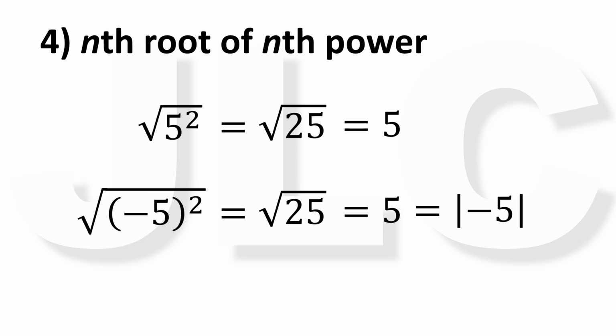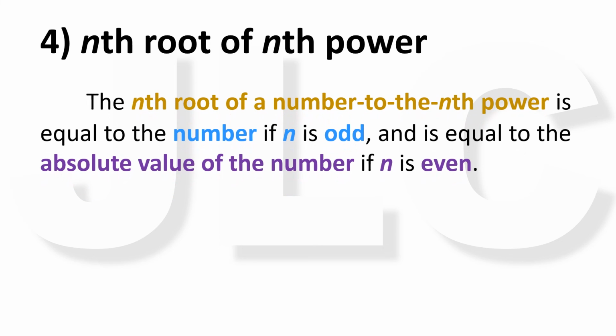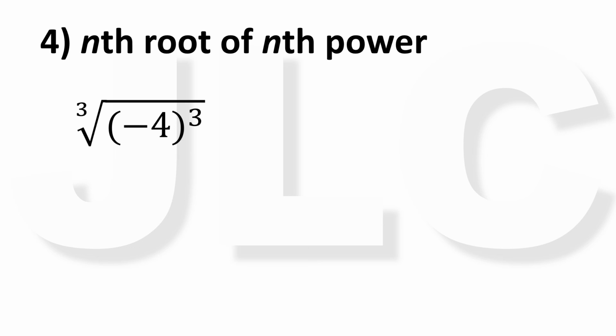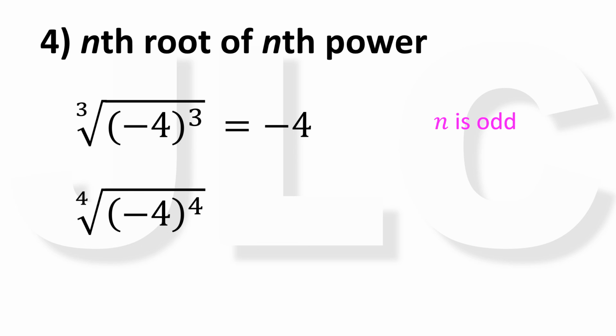So therefore, we have to be careful with this and remember the following property. The nth root of a number to the nth power is equal to the number if n is odd, and is equal to the absolute value of the number if n is even. The nth root of b raised to n equals b if n is odd, and the nth root of b raised to n equals the absolute value of b if n is even. As another example, the cube root of negative 4 cubed equals negative 4 because n is odd, while the fourth root of negative 4 raised to 4 equals the absolute value of negative 4 because n is even.